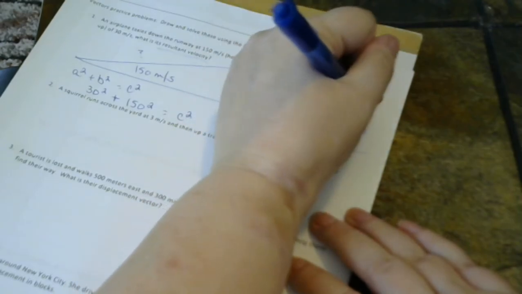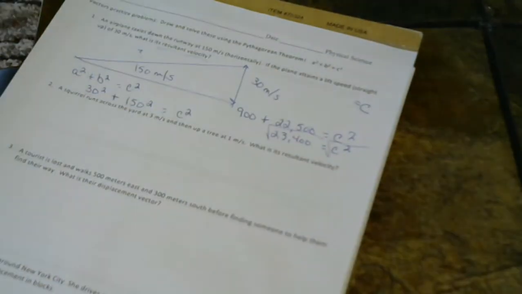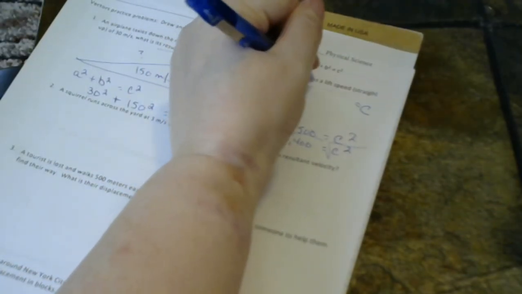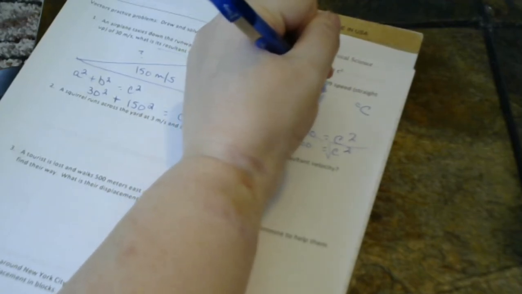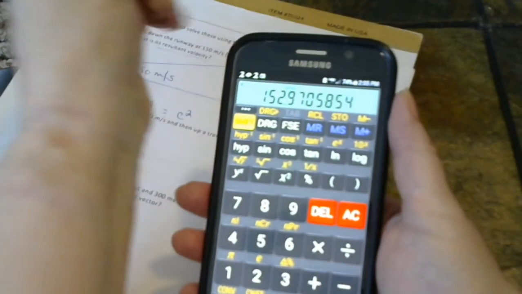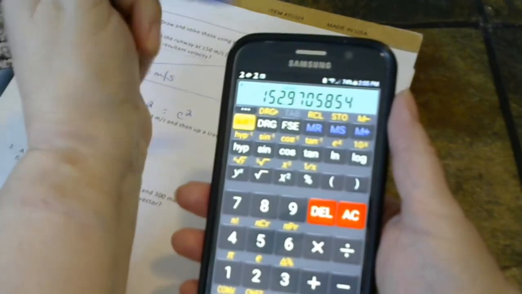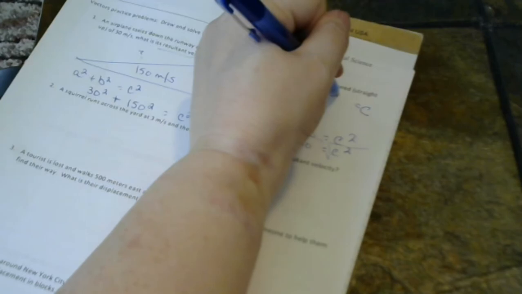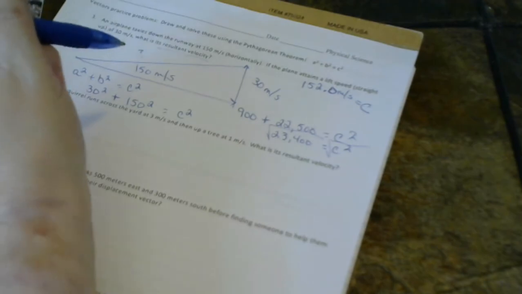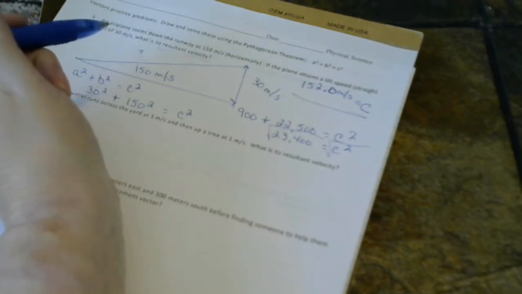And c, we'll put it up here just because I don't have space. You've got 23,400. I'm going to take the square root. And we're going to round off our decimals. So this is going to be 152.97. So let's go ahead and round that to 152, and that's meters per second. Okay, so that's going to be 152 meters per second.